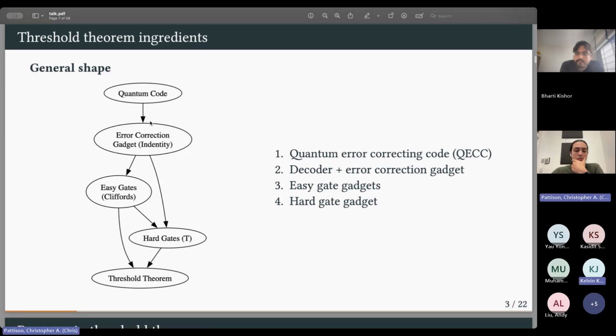So you build up the gadgets in this way, because frequently your hard gate gadget requires that you do some Cliffords or something like that. So you might be familiar with, say, magic state distillation, where you're going to apply a bunch of Clifford gates in order to distill out a good T gate.